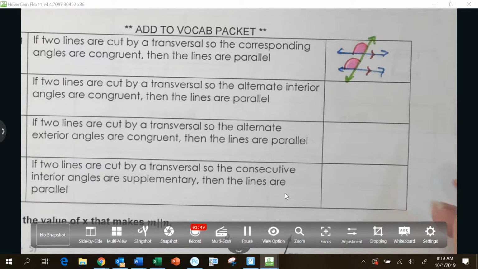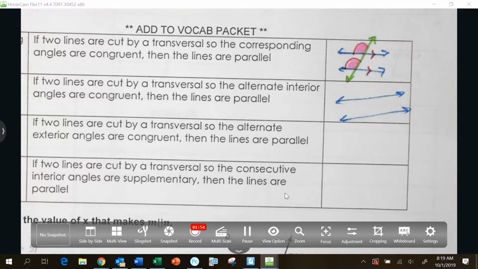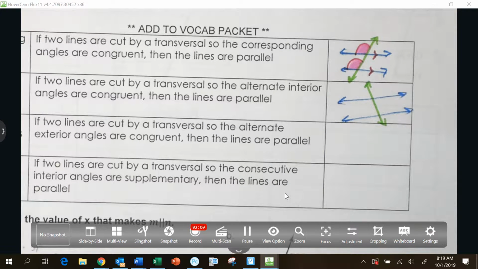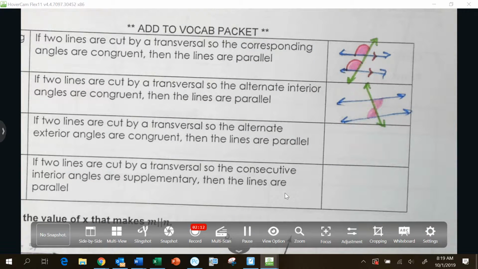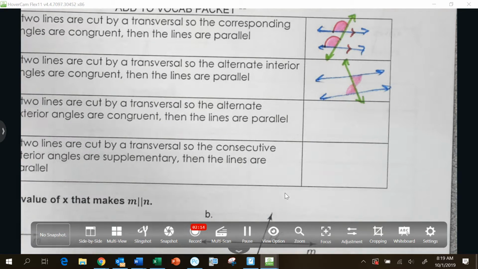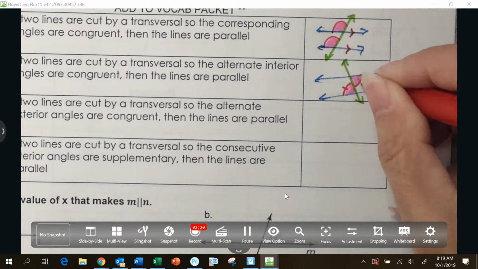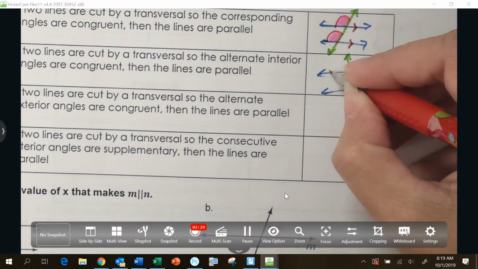So, alternate interior angles converse. If we have two lines cut by a transversal, there I have two lines cut by a transversal, and we have alternate interior angles that are congruent. So here's an alternate interior angle with this one. We have two alternate interior angles that are congruent. What's that going to tell me? That the lines are parallel.